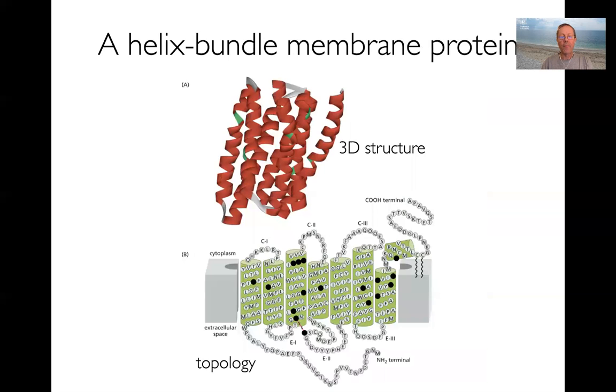So if we look a bit more closely, here is the 3D structure of the kind I just showed you for a helix bundle membrane protein. So let's focus on those for a while. Now, if you unravel the 3D structure here, you get what's known as the topology of the protein. The topology specifies which parts of the protein chain form these transmembrane alpha helices, which parts are embedded in the lipid bilayer, and which parts face either the cytoplasm or the extracellular space when the protein is integrated in the membrane.